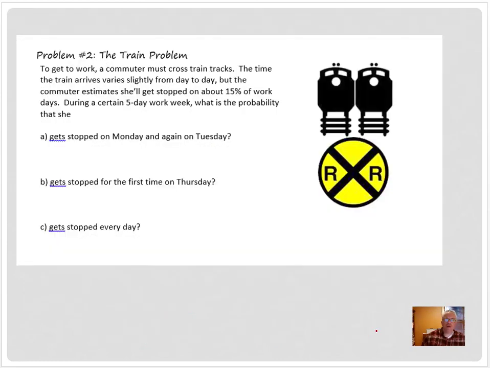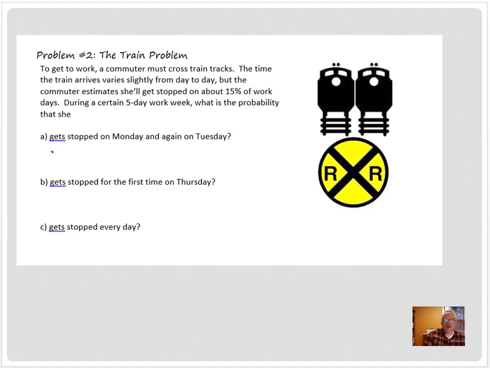All right, now this gets easier as you do it a couple times and see what's going on. So I get at the beginning it's kind of confusing. So we're going to do a couple more examples. Here's the train problem. To get to work, a commuter must cross train tracks. The time the train arrives varies slightly from day to day, but the commuter estimates she'll get stopped about 15% of work days. So a 15% chance she's going to come across a train. During a certain 5-day work week, what's the probability that she gets stopped on Monday and again on Tuesday?